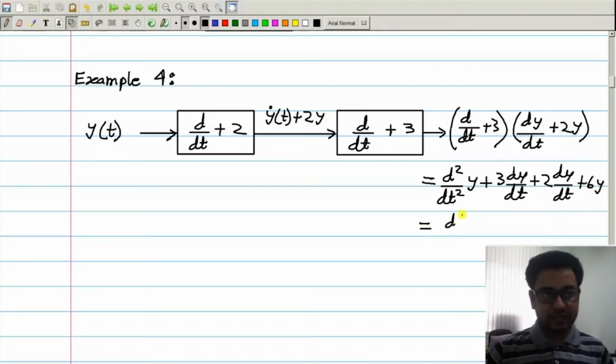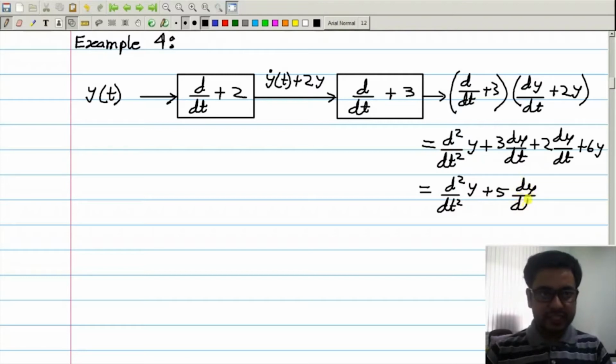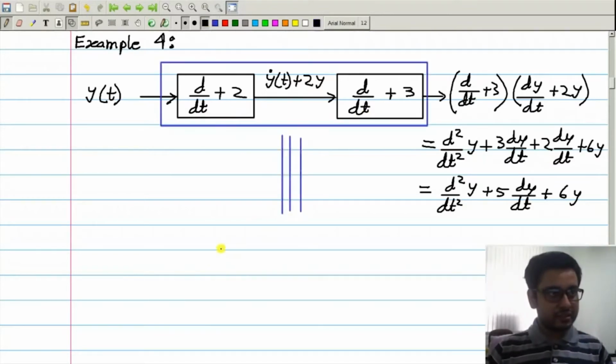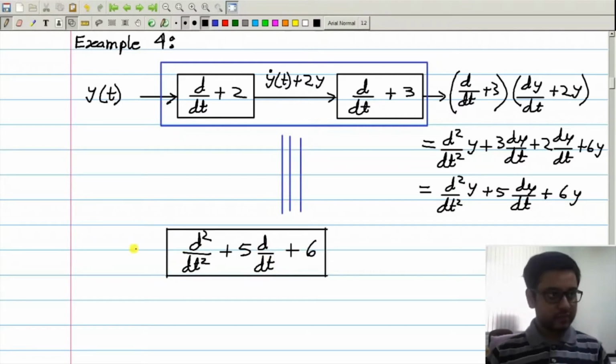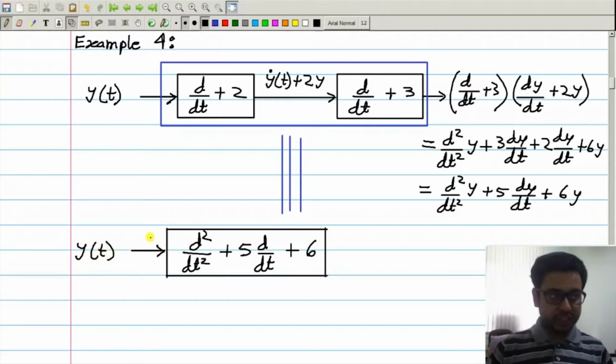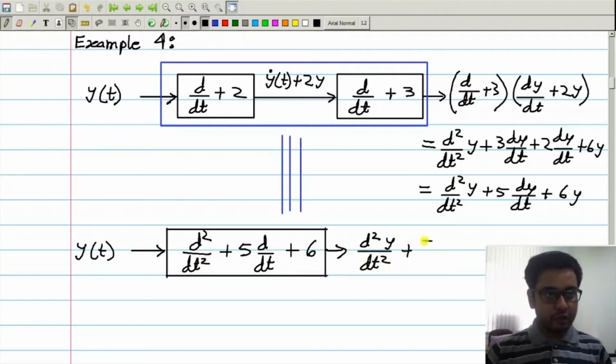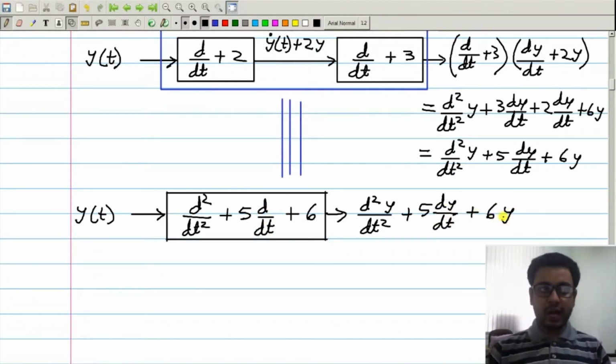So this is same as d2y/dt2 plus 5 dy/dt plus 6y. Now these two operators together can be written in a compact way like this: d2/dt2 plus 5 d/dt plus 6. So if y goes in, then d2y/dt2 plus 5 dy/dt plus 6y will come out.